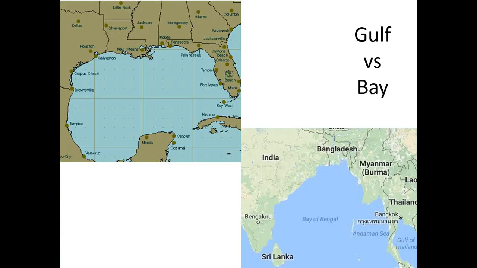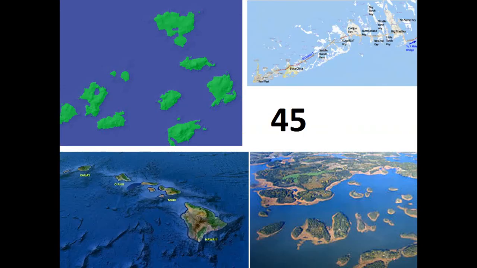Now, gulf versus bay, it's kind of like hills and mountains. They're almost the same thing. You can have a bay that looks a lot like a gulf, and you might have a gulf that looks like a bay. So scientifically, there isn't a huge distinction, but most people associate gulfs with being larger than bays.